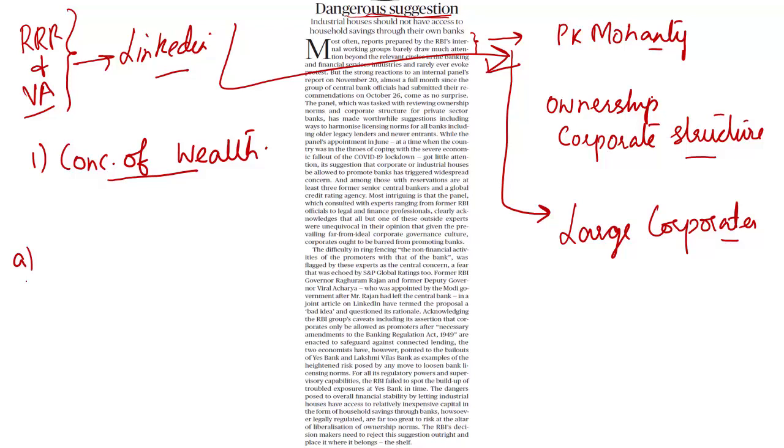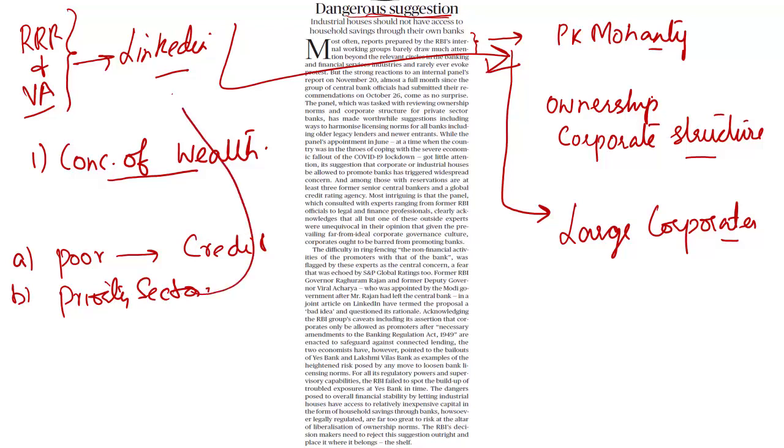Problem number one specifically was that the poor were mostly denied credit by these private banks. The second problem was that priority sectors that we have, for example, education, agriculture, were being neglected by these private banks. One big allegation was that these private banks were catering to the interests of the select few, while the poor and marginalized were kept out of the lending system, kept out of the credit system.